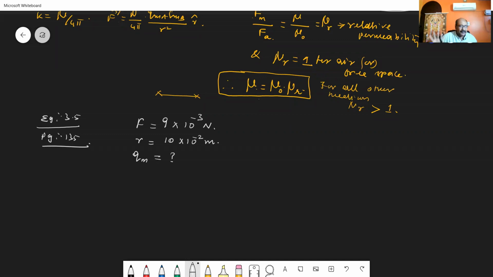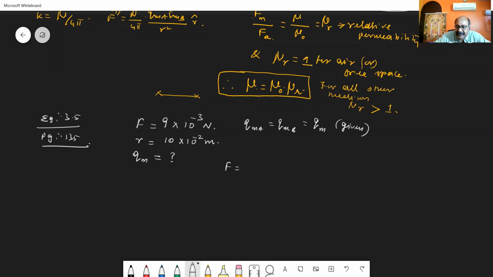You have to calculate the pole strength. It was given that the two poles are equal in strength. So let us consider QMA equal to QMB equal to QM, and we have to calculate this value QM. QMA should be equal to QMB, and let us consider that equal to QM because it is given. What is the formula for calculating the force?